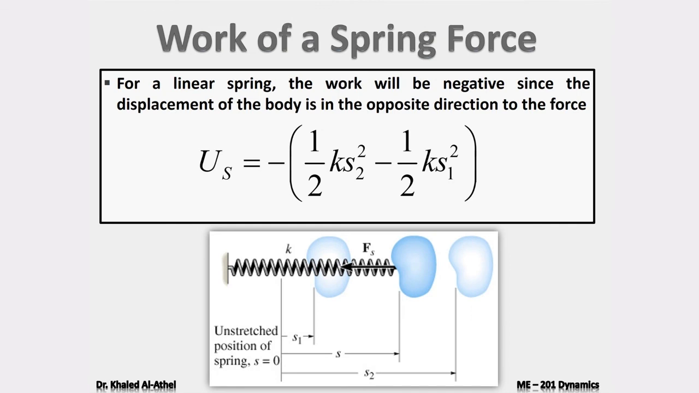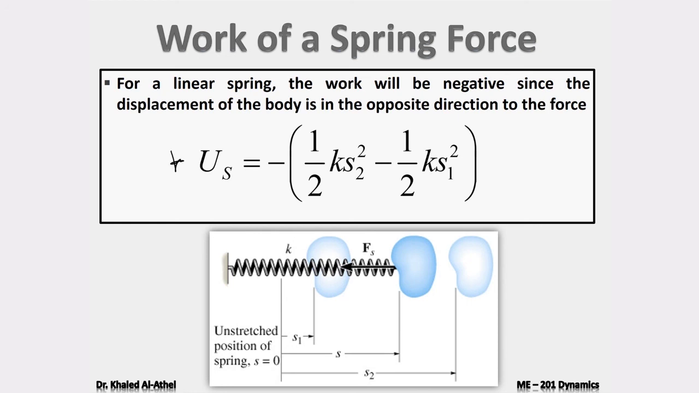For a spring, remember that I have two locations. The object or the body moved from position 1 to position 2. So for a linear spring, the work will be negative because the displacement of the body is always opposite to the direction of the force. And think about it. If you have a spring and you push it with your hands, you can feel that the spring wants to push back to return to its position. If you stretch the spring, you can feel the force of the spring wants to compress it to get it back to its position. So the force is always opposite to the displacement.